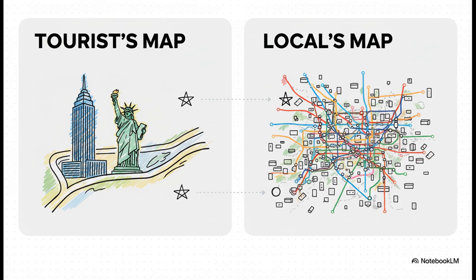Now on the surface, these two maps look totally different, right? But, and this is the key, they both represent the exact same underlying structure of the city. The relationship between one neighborhood and another is the same on both maps, even if they look different. That is the idea we need to hold on to.